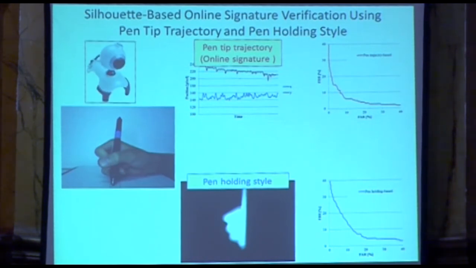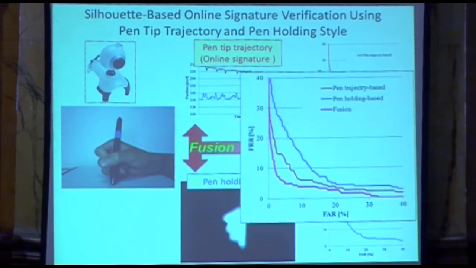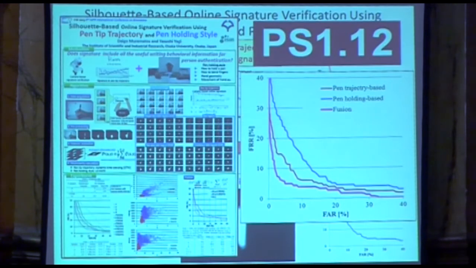And this pen holding feature and pen tip trajectory can also be acquired using a single camera. So we fuse these methods at score level fusion. And the blue line indicates the accuracy of the pen holding based method, and the red line indicates the pen trajectory based method. By combining the two methods, we can improve the accuracy.